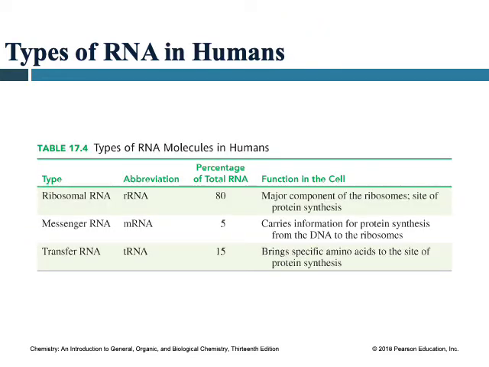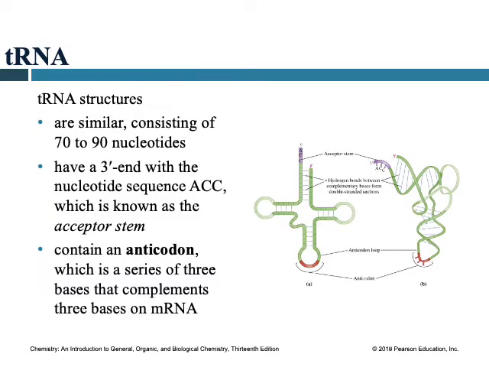Okay, so this is the same information that we talked about, RNA, messenger RNA, right? So rRNA has the highest percentage of the total RNA, it is the majorly present RNA in the cell, right? So tRNA, let's talk a little bit about the tRNA.